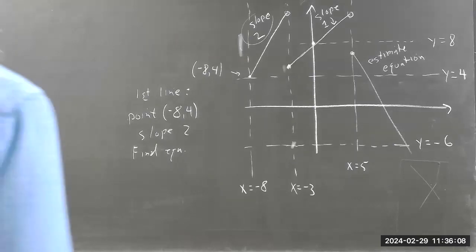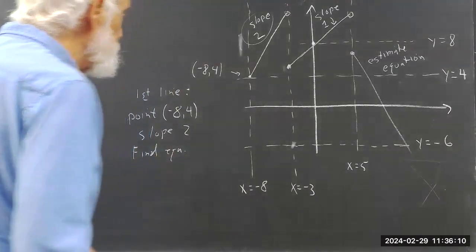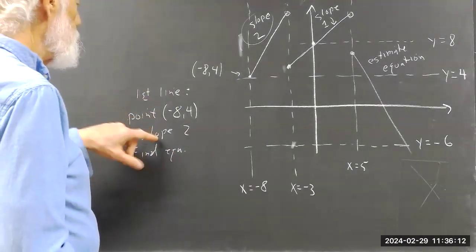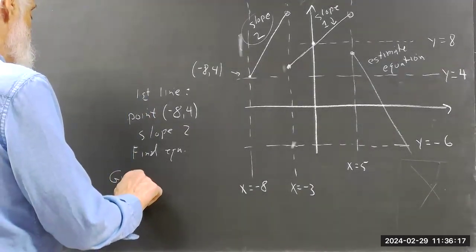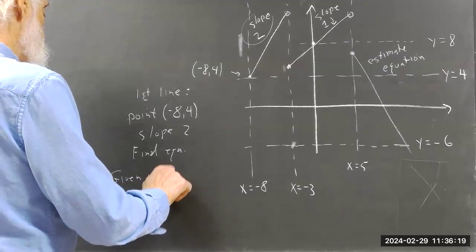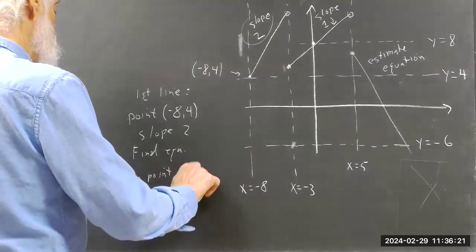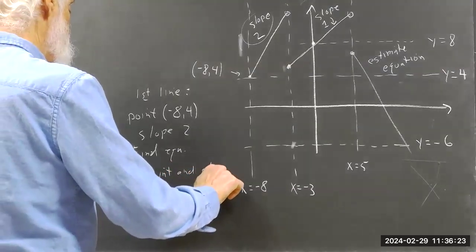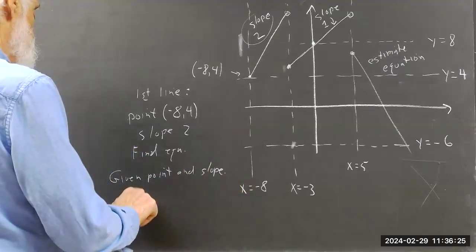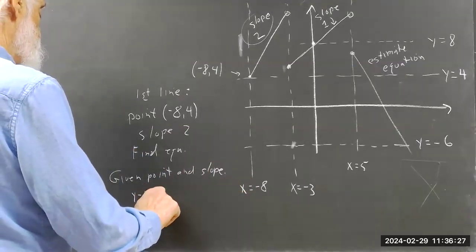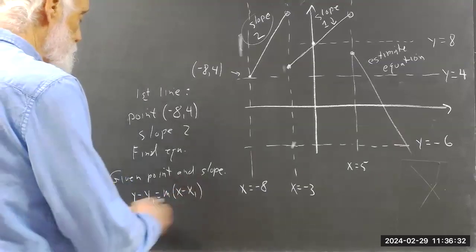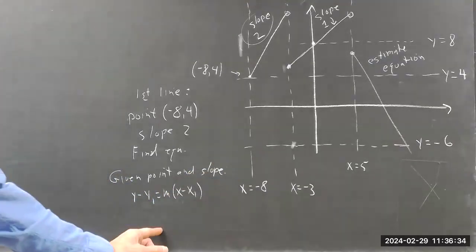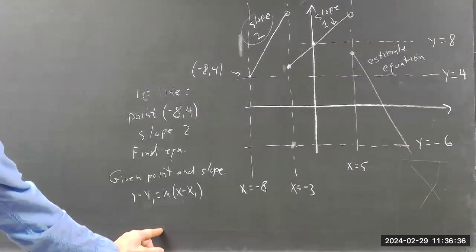We'll see. So we got this point with a slope. Okay, if we've got a point and slope, there's a formula, the point-slope form. It would be prominent.